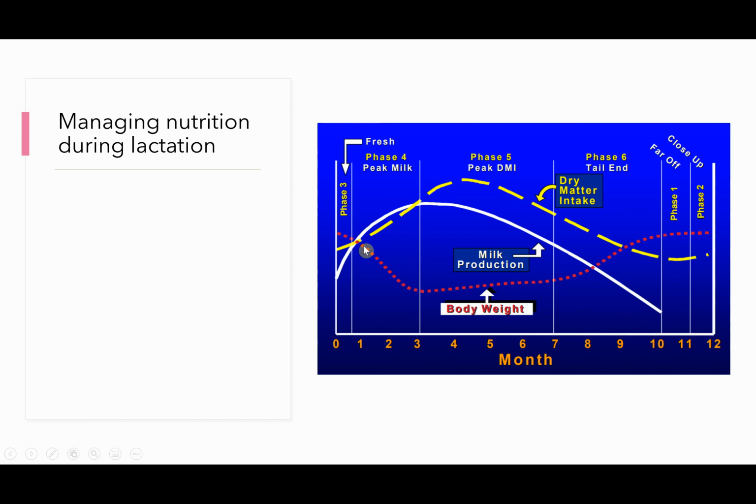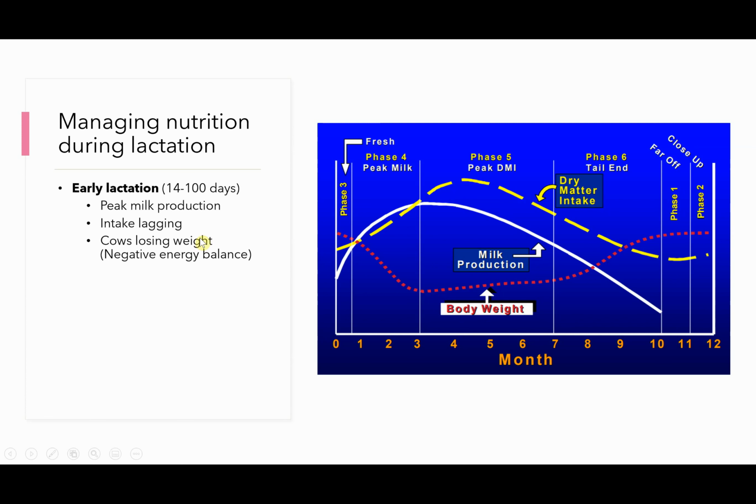Now, also the other one I would point out is the body weight. It'll decrease in the first phase, increase a little bit during phase 5, and then will start to go back up during phase 6 as the animal heads towards the end of milking.